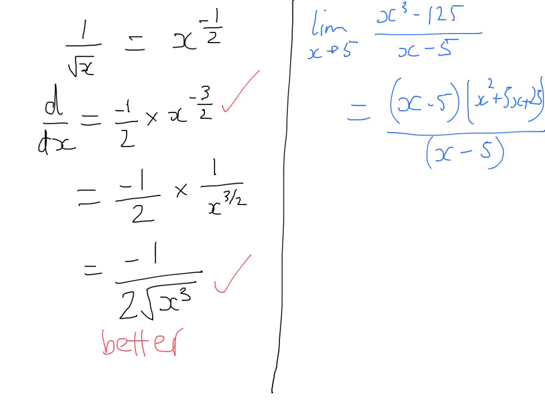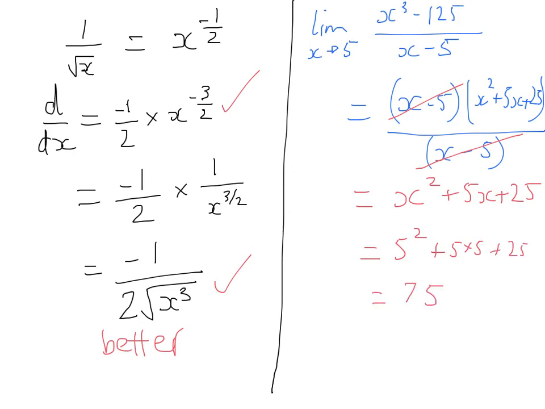And then, of course, these two go. I'm left with x squared plus 5x plus 25, and now I can substitute in because I'm not disobeying any mathematical law. So now I have 5 squared plus 5 times 5 plus 25, all positive, which is 75. Okay.